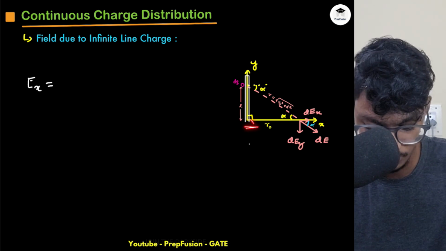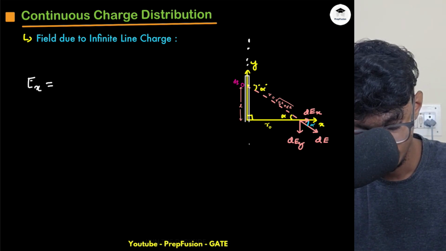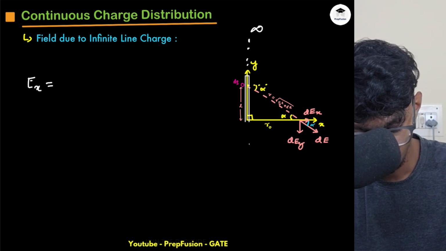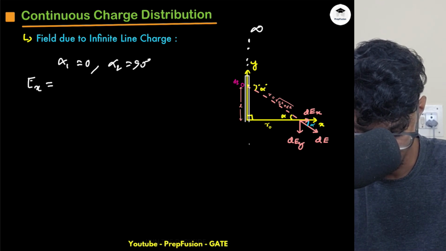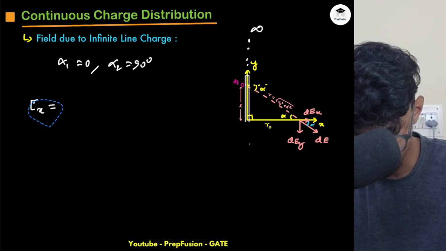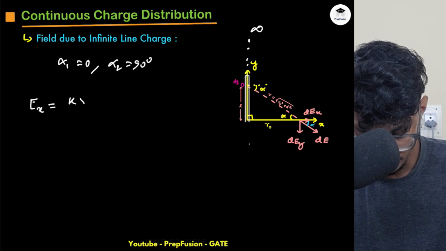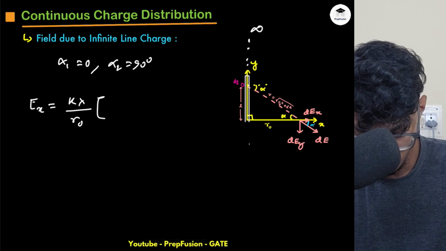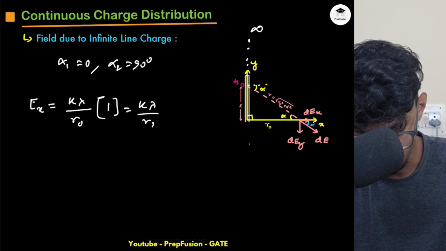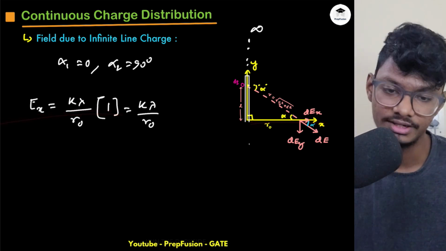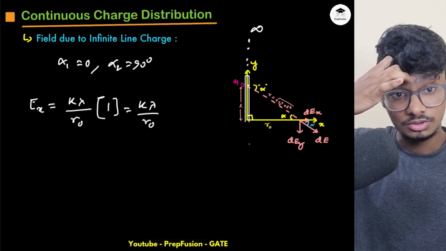So alpha 1 will be 0 and I will go to total, like, infinite, right? This is infinite. So here alpha 1 will be simply 0 and alpha 2 will be simply 90 degrees. So now what will be the expression? Ex will be simply k lambda upon r naught into sine of 90 minus 0. So it will be simply 1. So it will be k lambda upon r naught. Only the horizontal component, the vertical component will be there. Those I will also explain. Don't worry. Okay. So that is the case.